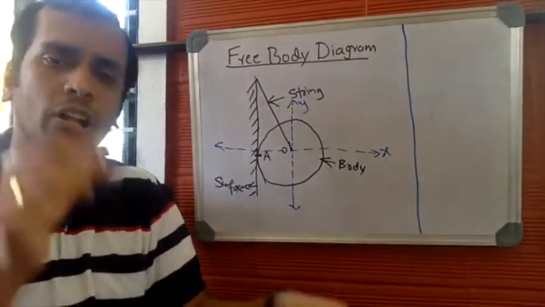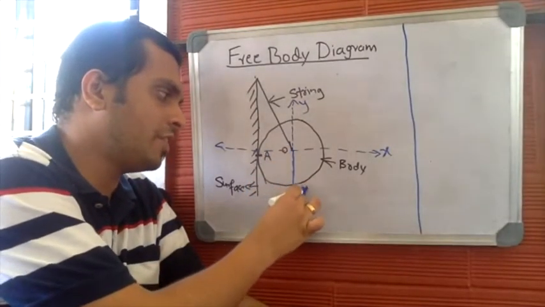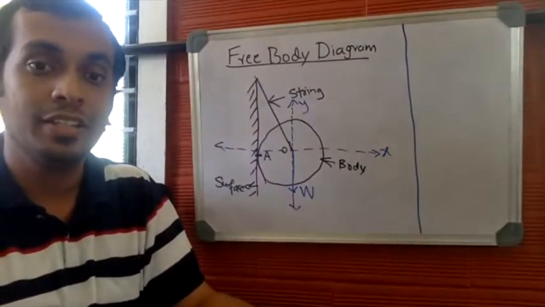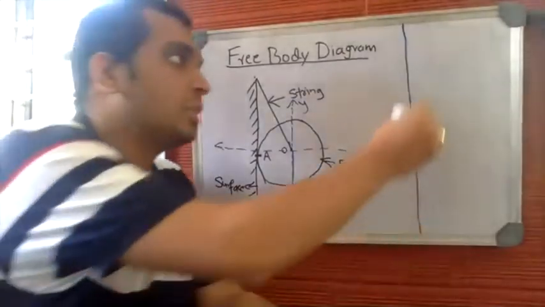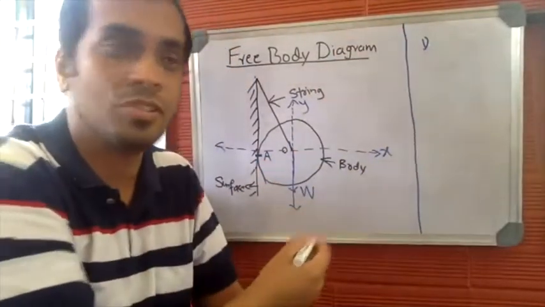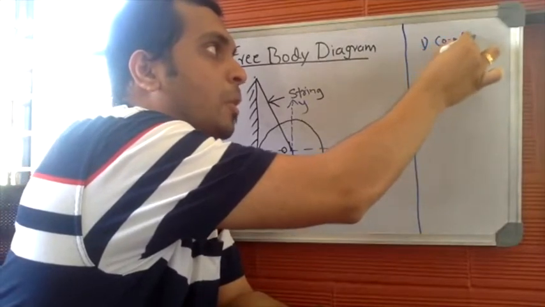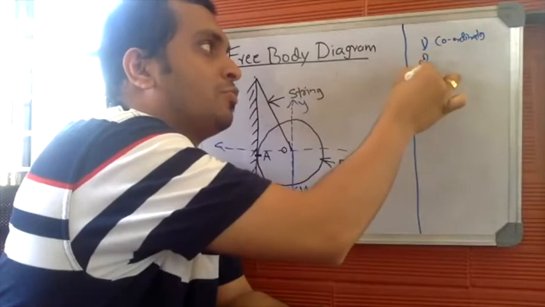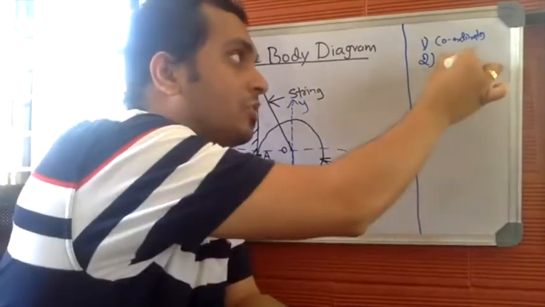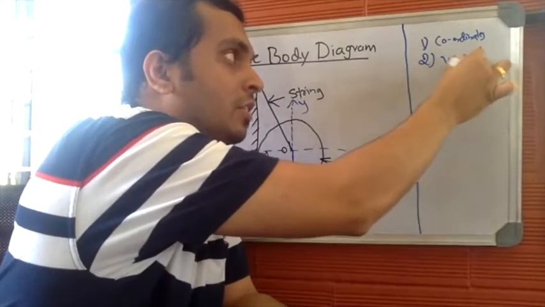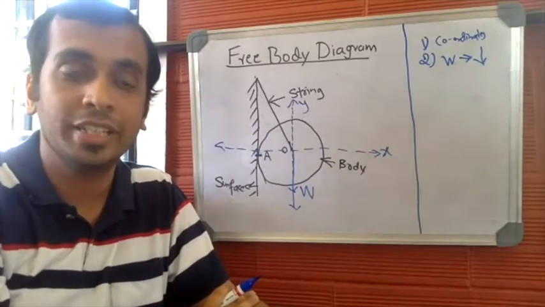And self weight will always be acting vertically downwards. Self weight should always be marked vertically downwards. So step number 1 is to draw the coordinates. Step number 2 is to mark self weight, which always moves vertically downwards.